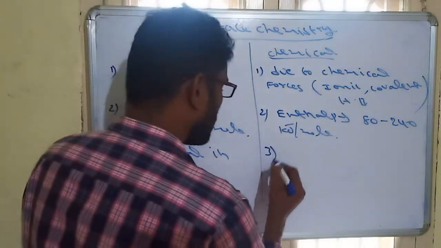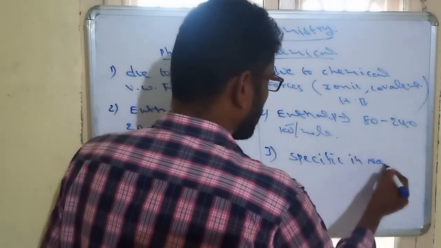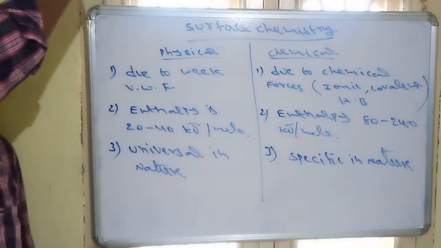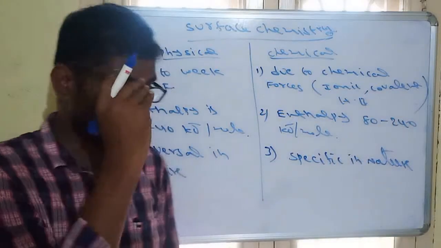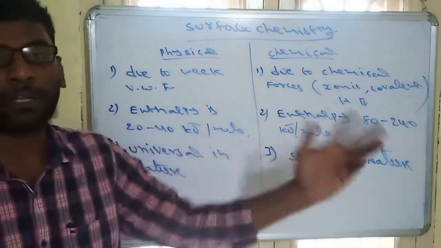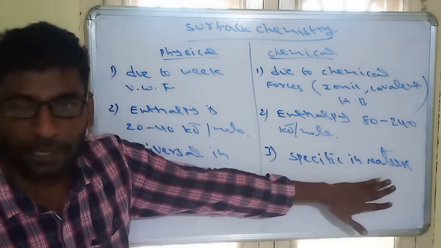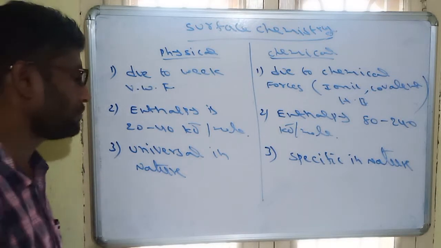But chemical adsorption is always specific in nature. That means chemical adsorption is possible only between particular chemicals. Between all molecules, chemical forces do not exist. So that's why chemical adsorption is always specific in nature, but physical adsorption is always universal in nature.